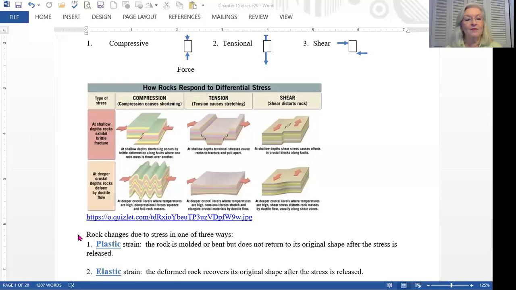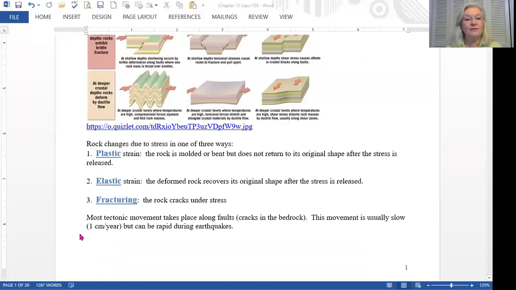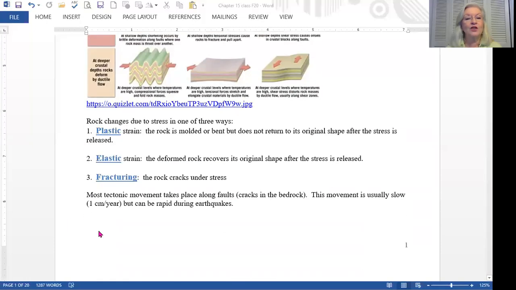All right, moving along. So rocks will change because of stress in three different ways. You can have plastic strain, and in that the rock is bent or molded, but does not return to its original shape after you release the stress. So after you quit tugging on it and pushing it, it'll stay in the new configuration.